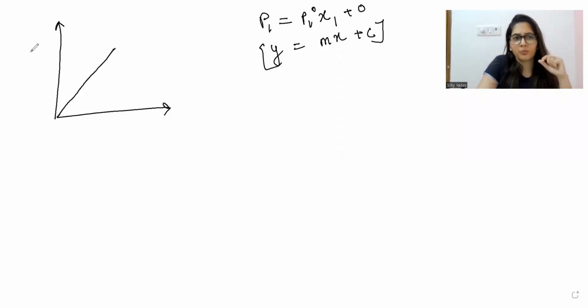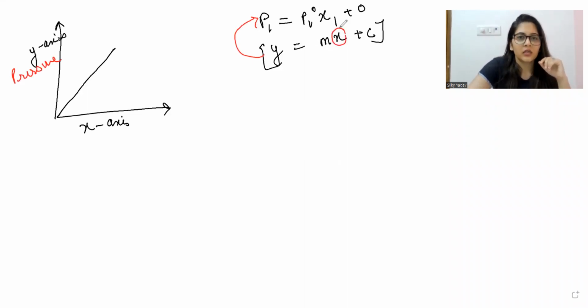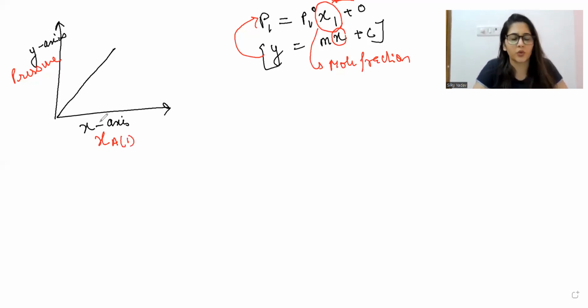Now I don't know what I should put on the y-axis and which parameter I'll put on the x-axis. But from comparing here, I can see that y is equivalent to p. That means pressure I have to take there, right? And this mx is this mole fraction, right? I'll write it. This is the mole fraction of the solvent, right? So I'll write x of 1, or you can write it either way, whatever you want to write.